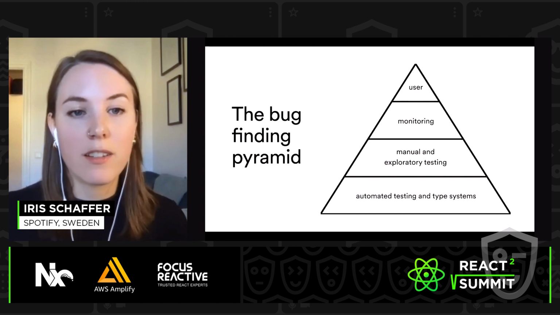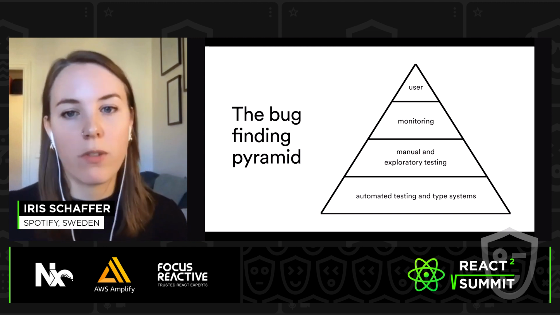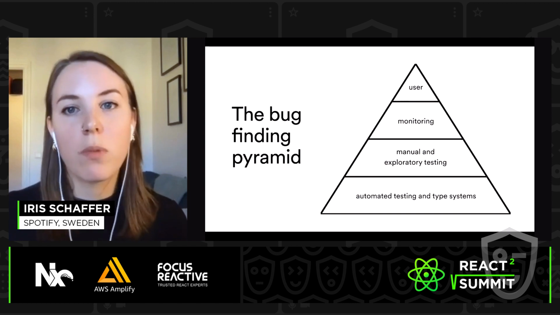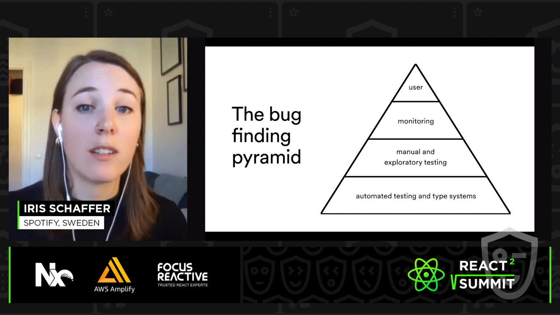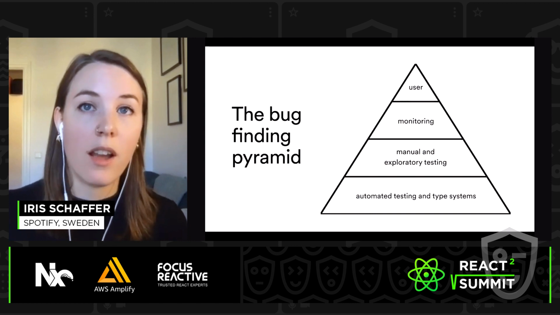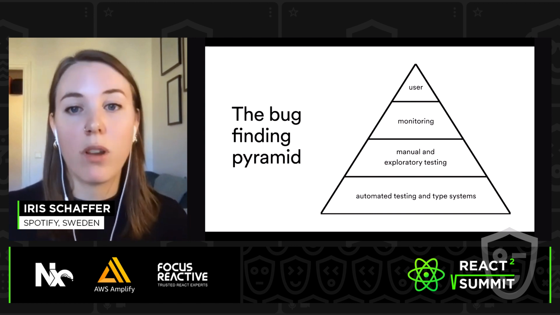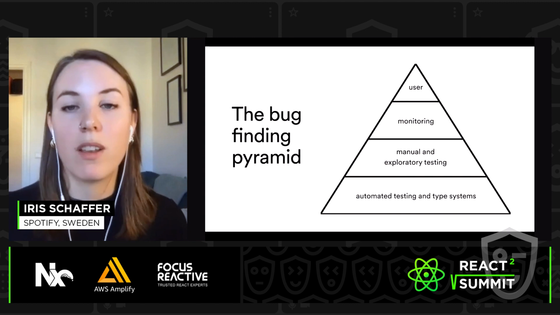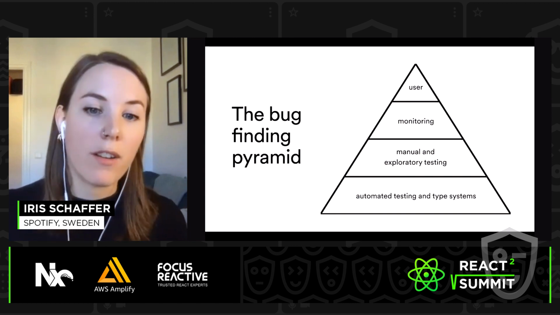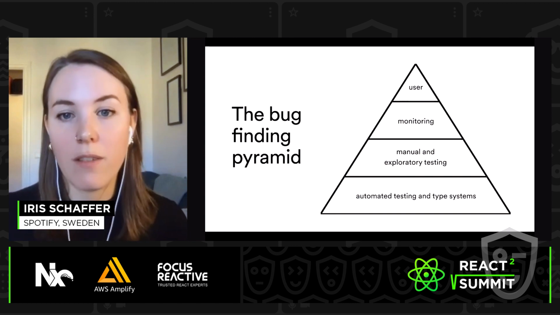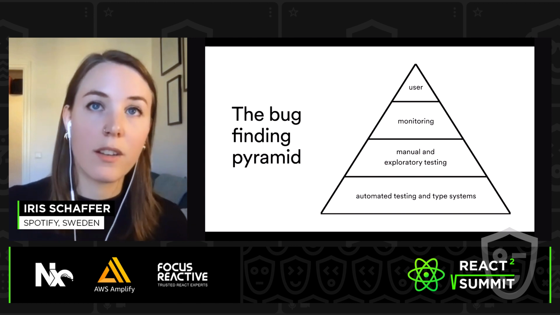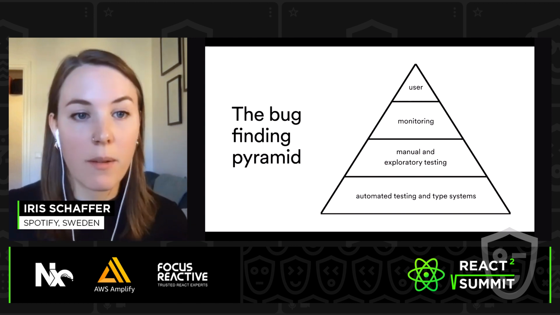And in an ideal world, all of our bugs would be found in the first 2 layers. And as few bugs as possible will actually be exposed to the user. And how do we make that happen? How do we ensure that we avoid exposing bugs to the user? By investing in those lower levels of the pyramid. And that is what I want to talk about today.